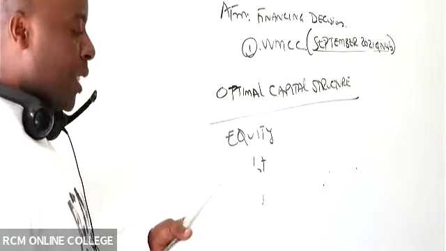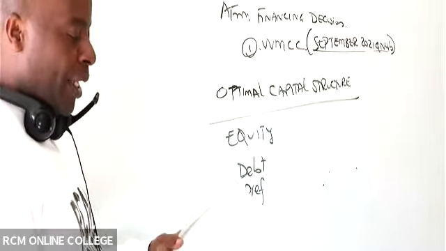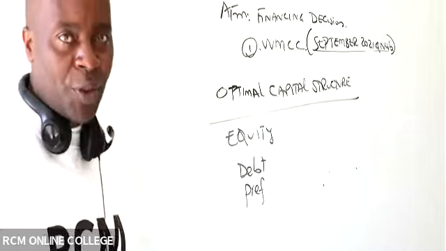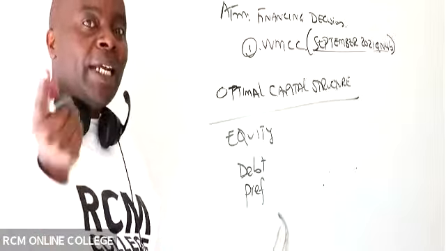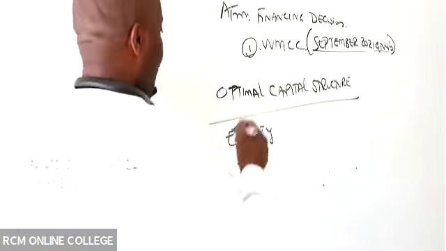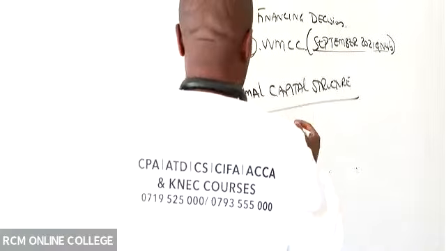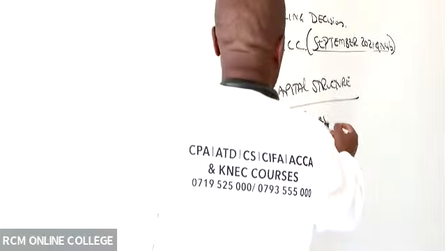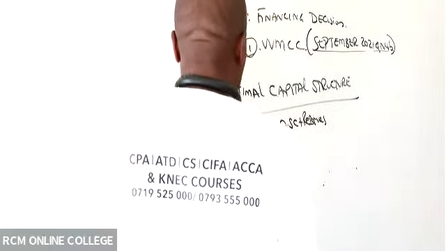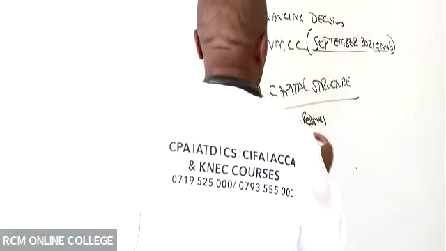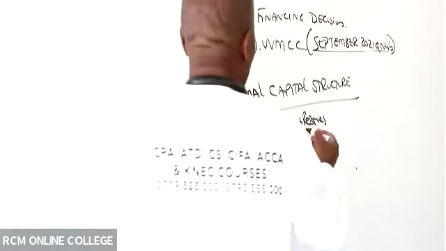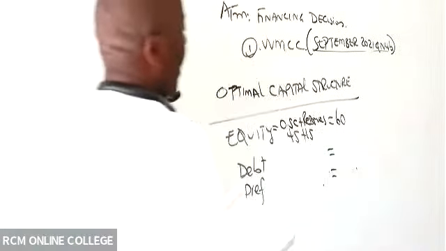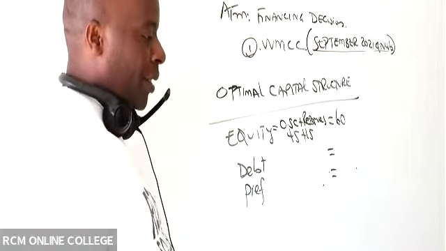So we know that equity in this capital structure will be what plus what? Equity is what belongs to the shareholders, so we have ordinary shares and any reserves. So the equity here will be ordinary share capital plus reserves. Ordinary share capital is 45, and reserves are 15, which gives me 60.